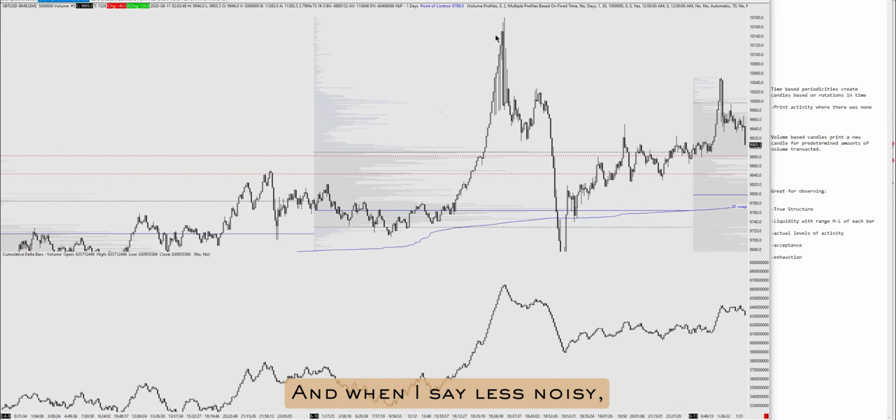And you could use more contracts if you want to print more higher time frame structure to get a more clear idea of maybe what the bigger picture is with less noise. But any kind of volatility or volume-based periodicity is going to be less noisy to begin with. And when I say less noisy, what I should say is not that there's going to be less activity or less structure printed, but that the structure will be more honest, right? It's going to show cleaner structure.